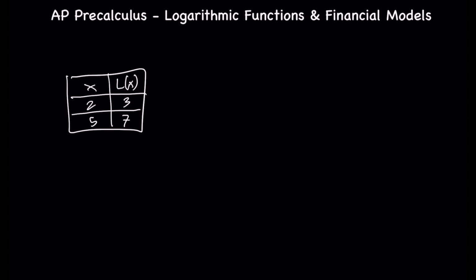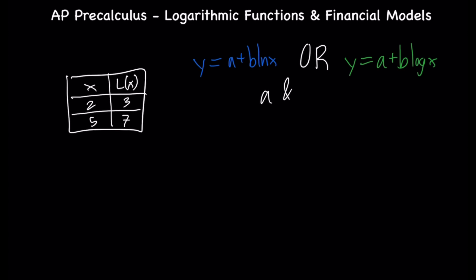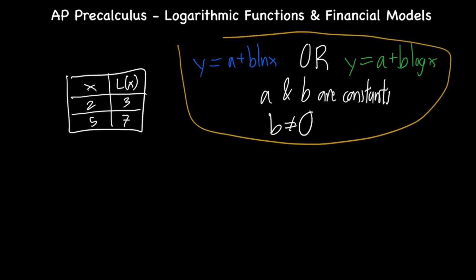And a logarithmic function model has the form of two things. It has y equals a plus b ln x, or y equals a plus b log x. And in the context of both, a and b are constants. They both have to be constants. And b is not equal to 0. So just so you remember this. This is quite important to remember.